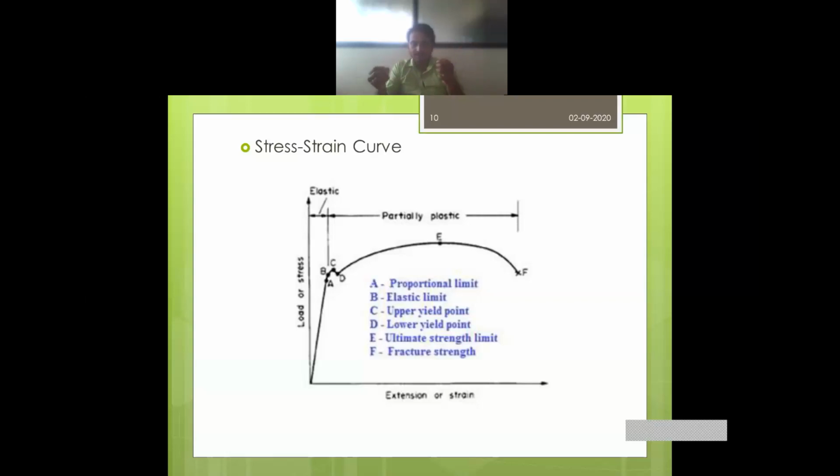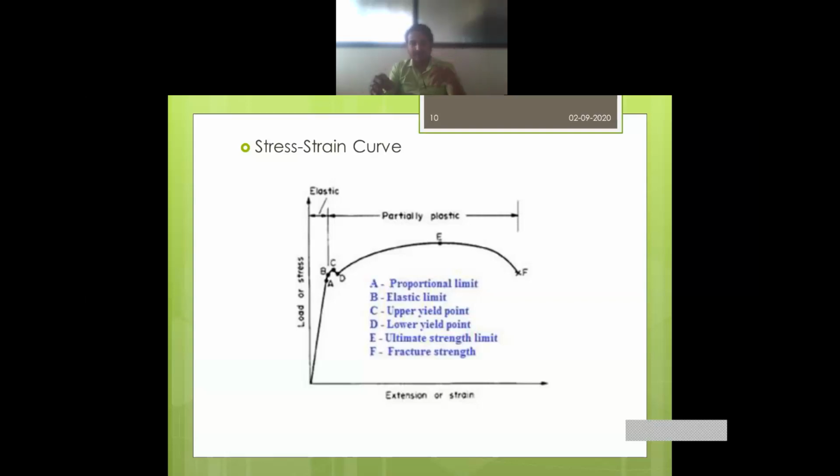But the curve will not be linear. What do you mean by a linear curve? A linear curve means a straight line. In the graph you can observe from 0 to A, the line is straight. From A to B, a little curve is there. But still up to B, the material is in the elastic state, though it is not taking the linear curve. So the linearity limit or proportionality limit is A, and the elastic limit is B.